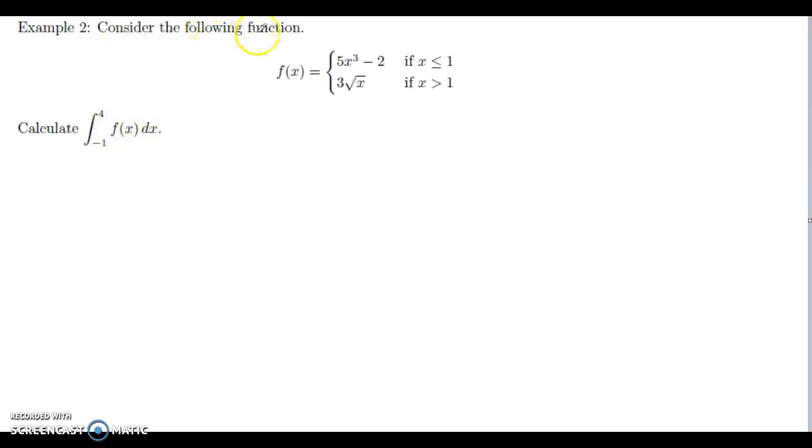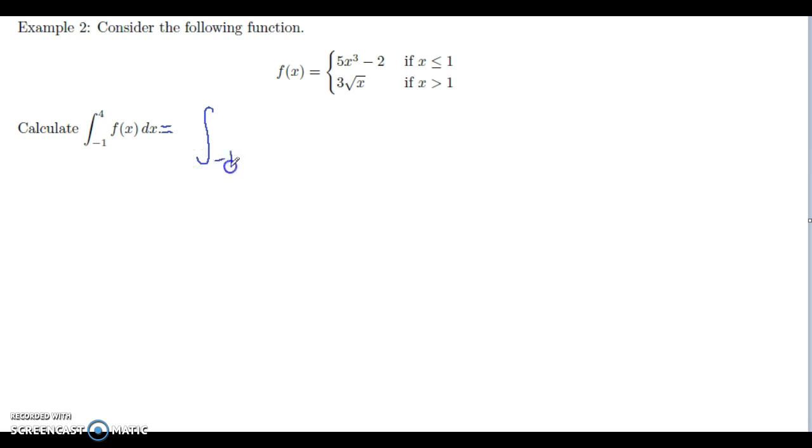Example 2. Consider the following piecewise function. We want to calculate the integral from -1 to 4 of this function. Note that the function changes at x equals 1. So we take advantage of the property of the integral. Okay, we can break this integral down into two intervals.